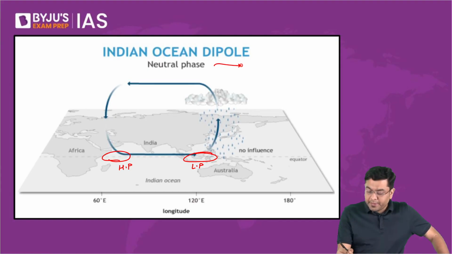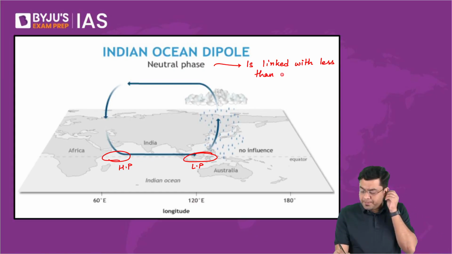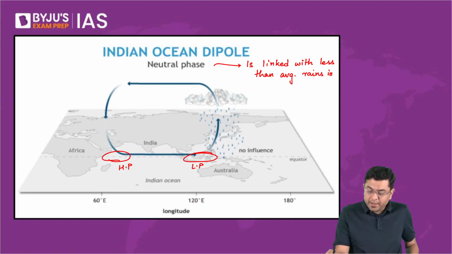So this is associated with less than average rainfall in India.